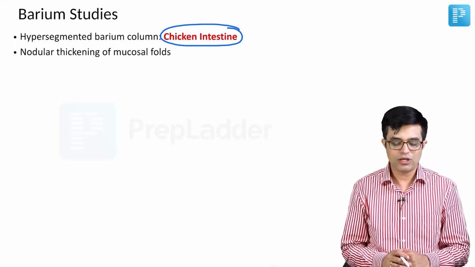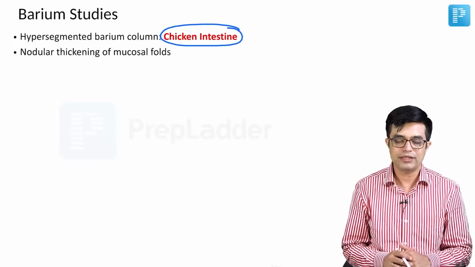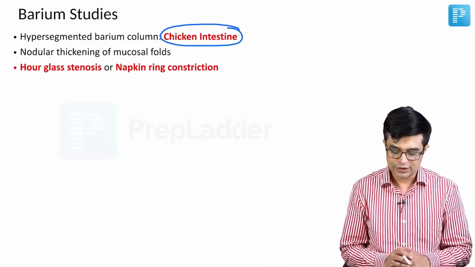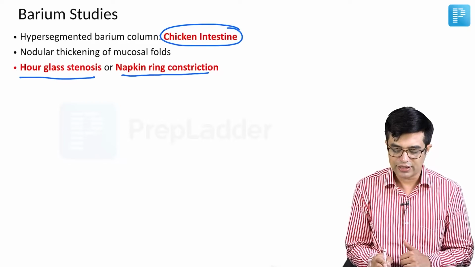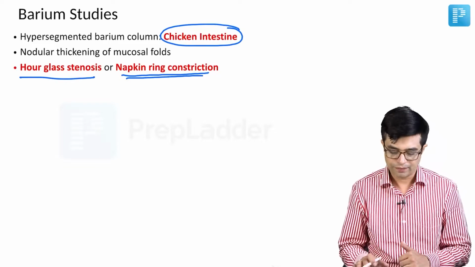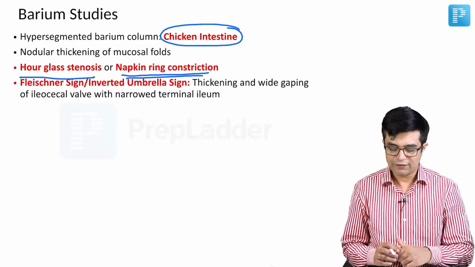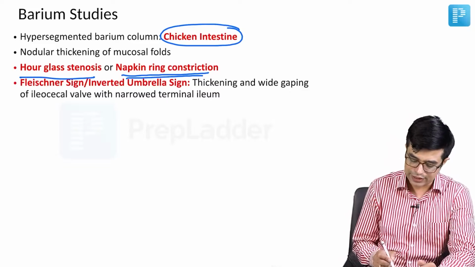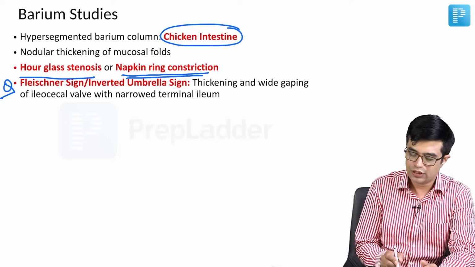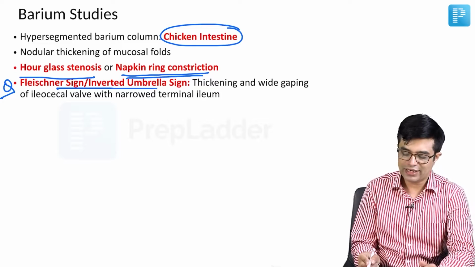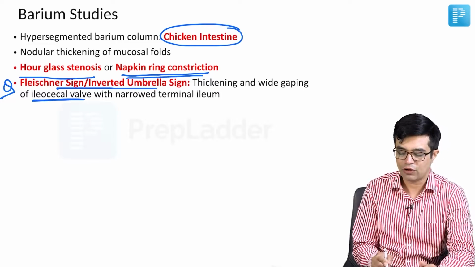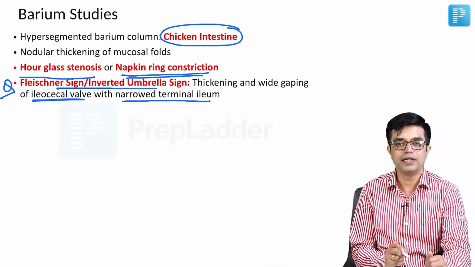Second, there may be nodular thickening of the mucosal folds in the small intestine. Third, you can find an hourglass stenosis or a napkin ring constriction in the patients. And fourth, you can find a sign called Fleischner sign, which is a potential MCQ, also called inverted umbrella sign. So there will be thickening and wide gaping of the ileocecal wall with a narrow terminal ileum.